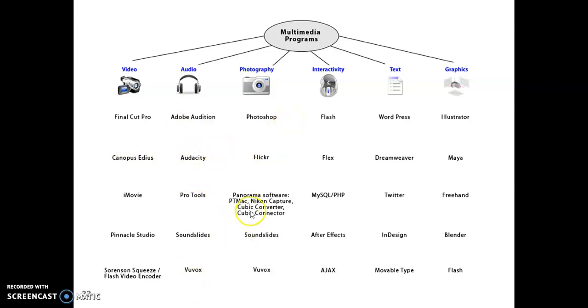For photography, mostly we use Photoshop, because it's easier to understand than other software. And for interactivity, we use Flex, MySQL, Ajax. And for the words or text, we can use WordPress, Twitter, Dreamweaver for coding the website, InDesign, or Movable Type. And the last one, for graphics, we can use Maya, 3D Max, Blender, Flash, and the last one is Illustrator.